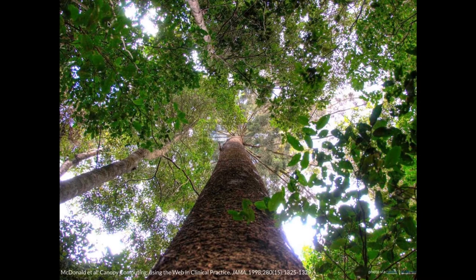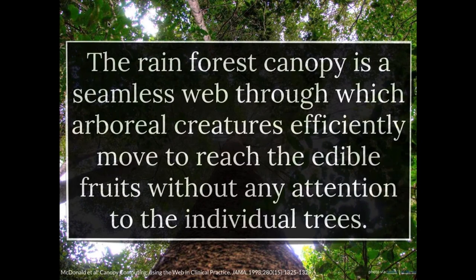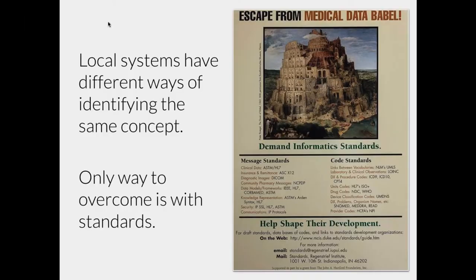And in a really great article published in 98 in JAMA, he talked about canopy computing as being this idea of letting health IT applications function as sort of an ecosystem like the rainforest canopy. So the rainforest canopy, of course, is this, as he says, seamless web through which arboreal creatures efficiently move to reach the edible fruits without any attention to the individual trees. And so that's the type of health IT network that we'd like to be able to create, which is one where the data moves without any attention to which system or formats or vendor it was produced by, and just goes where it's needed with, of course, the appropriate protections.